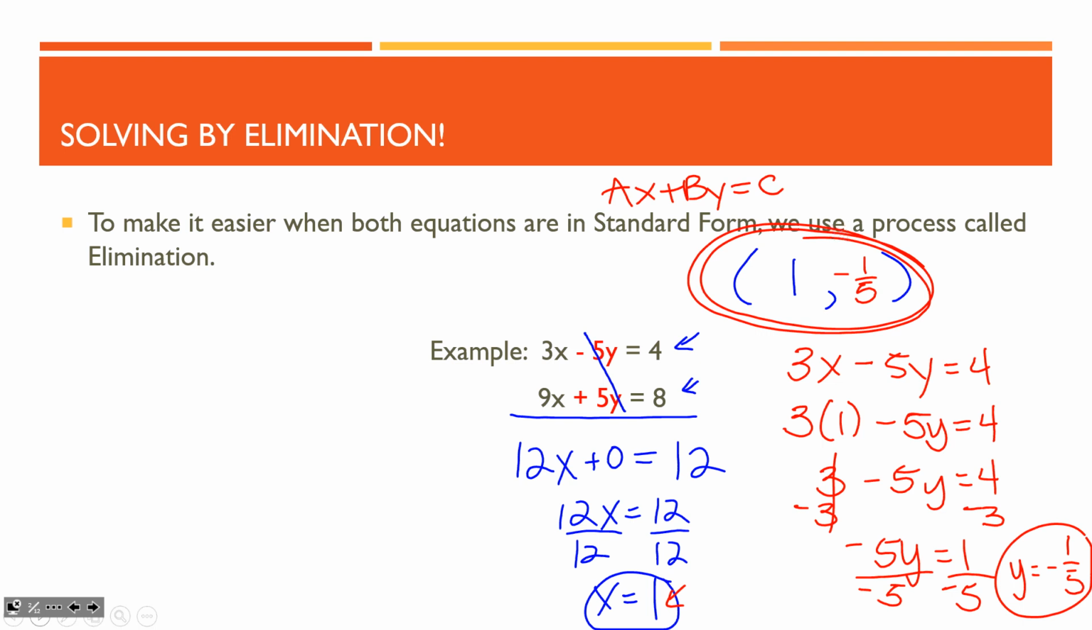So that's elimination. You just went through an entire problem solving a system of equations with elimination. Elimination, when we eliminate something, we get rid of it, right? When we added these two equations together, these y's canceled out.